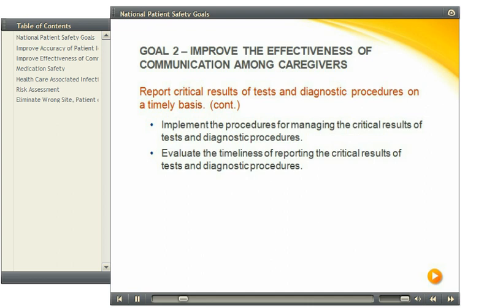Report critical results of tests and diagnostic procedures on a timely basis. Continued. Implement the procedures for managing the critical results of tests and diagnostic procedures. Evaluate the timeliness of reporting the critical results of tests and diagnostic procedures.